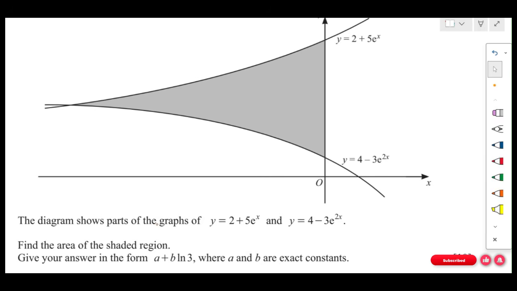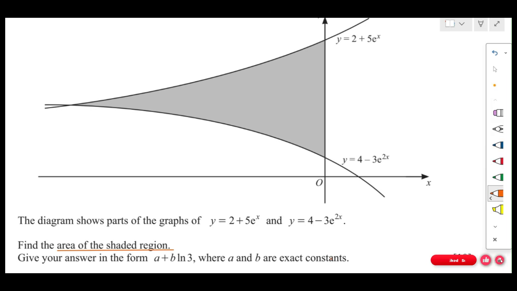Question number 10. The diagram shows parts of the graph of these two functions. Find the area of the shaded region. We need to find the area between the two curves. Whenever we have area between two curves, we find the area under the upper curve, subtract the area under the lower curve, between the limits, the x values. Give your answer in the form a plus b natural log of 3, where a and b are exact constants.